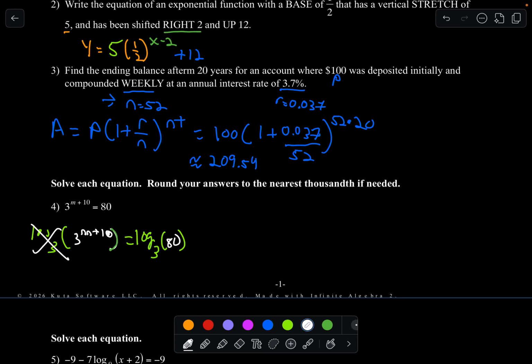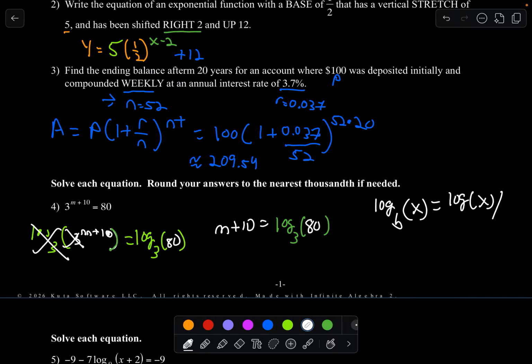And they cancel out. So we are left with m plus 10 equals log base 3 of 80. This is just a number. How do you calculate that number? You use your calculator, and you have to use the change of base. The change of base says this: log base b of x equals the LOG button on your calculator of x divided by log of b.